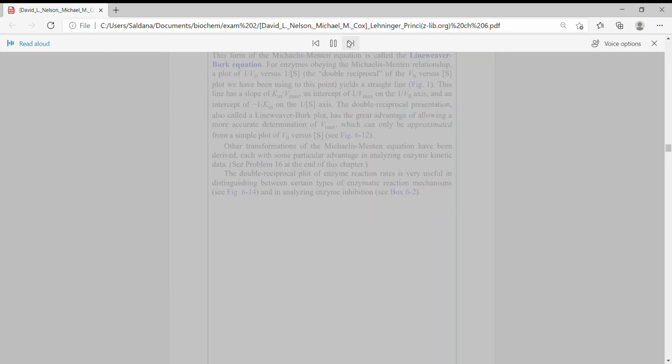Box 6-1: Transformations of the Michaelis-Menten equation, the double reciprocal plot. The Michaelis-Menten equation can be algebraically transformed into equations that are more useful in plotting experimental data. One common transformation is derived simply by taking the reciprocal of both sides of the Michaelis-Menten equation, separating the components of the numerator on the right side of the equation, which simplifies to the following. This form of the Michaelis-Menten equation is called the Lineweaver-Burk equation.